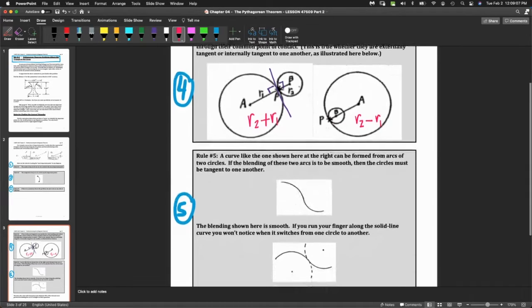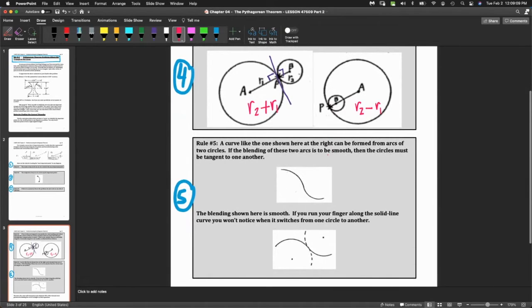Rule number 5 is a nice one when you're dealing with architectural problems where maybe you have a blended curve and you can approximate the blended curve as two circles. You see this blended curve here? You can think of it as actually two circles that are tangent to each other. Using that logic, it's a similar strategy to this one here. So you can do that pattern.